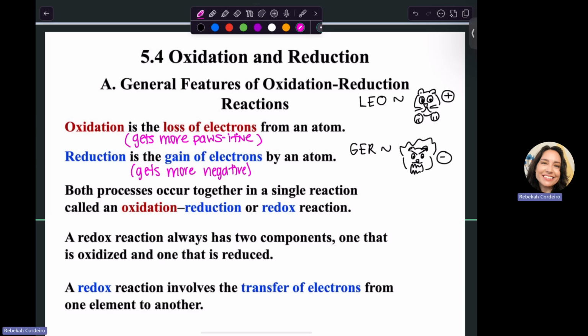Whenever you have a loss of electrons, that's because someone else must be gaining electrons. This means that these two things happen together. So we call this an oxidation-reduction, or for short, redox reaction. We always have something that's being oxidized, and something that's being reduced. You cannot lose electrons unless someone else takes them from you, and you cannot gain electrons unless you took them from someone else. So we're transferring electrons from one element to another in this type of reaction.